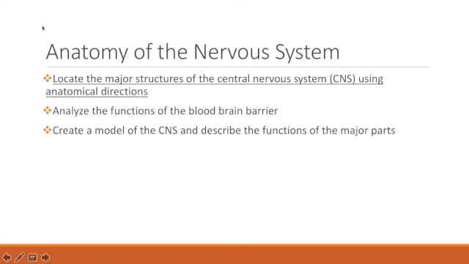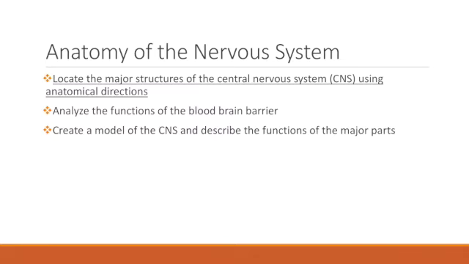This will be the lecture series for module number 2 on the anatomy of the nervous system, where we will focus specifically on the central nervous system. Today we're going to cover 3 different areas. The first one we're going to do is to locate the major structures of the central nervous system using anatomical directions. For those of you that have taken an anatomy course before, a lot of this will be very familiar.